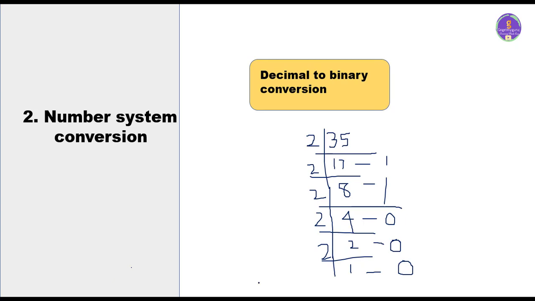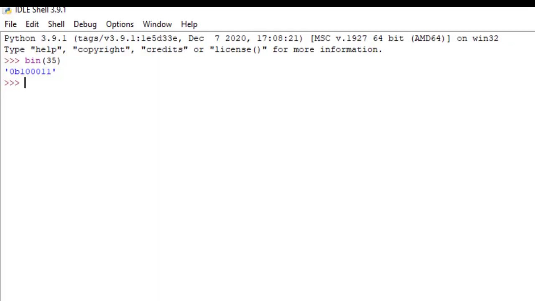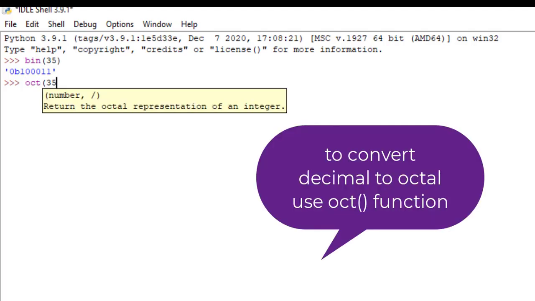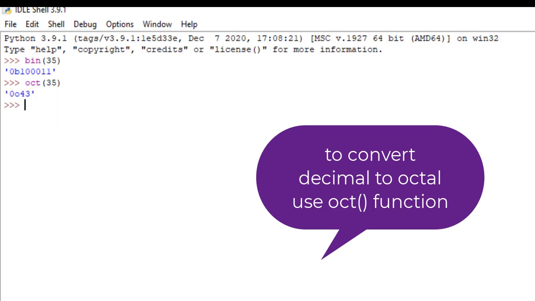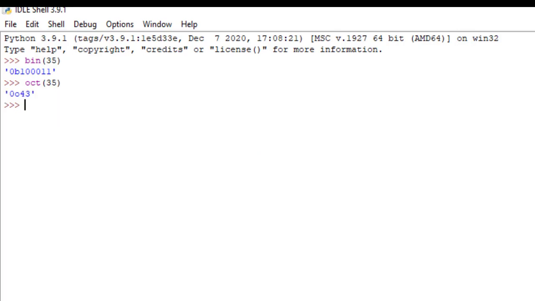Now, how do you write this binary equivalent? You have to go from lower to upper side, that is this way. So our binary equivalent will be 1, 0, 0, 0, 1 and 1. Now that we have understood how to convert this decimal number to binary, next we will convert decimal number to octal number. So use oct and then I'll give the same number here. Here you can see that 43 is the octal equivalent for decimal number 35.